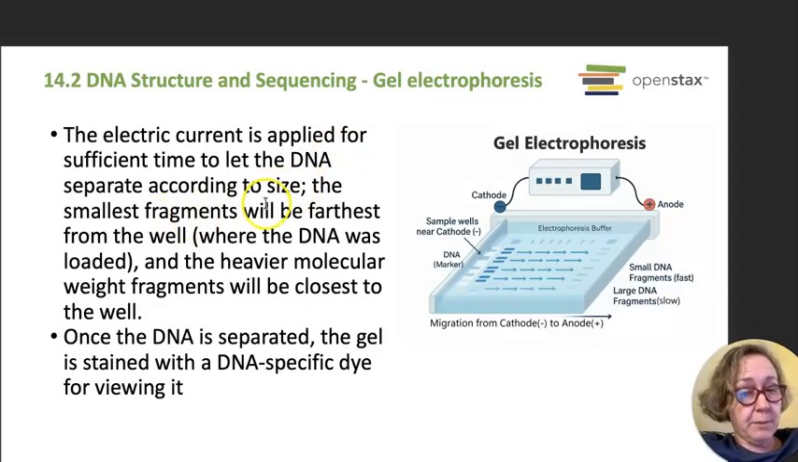The smallest fragments will be the farthest from the well. They will move the furthest because they are small. And the heavier molecules will be closer to the original well, right? The smaller it is, the further and the faster it can go. And the larger it is, the slower it goes and the closer it stays to home, if you will. Once the DNA is separated, the gel is stained with a DNA-specific dye and it is viewed. That is the Sanger sequencing method.